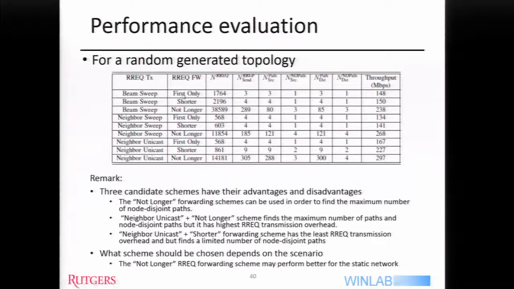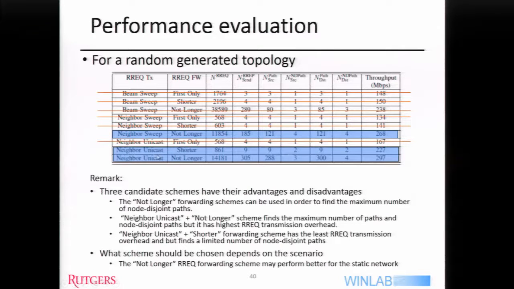Actually the beam sweep introduces a lot of route request messages in the network. As I have mentioned, for example, the first-only forward scheme should not be used because it can only discover one node distron path in the network. So that is not what we want. We also find that the beam sweep, as you mentioned, is also not good. It introduces too much overhead into the route requests. And also the shortest forward algorithm is also not good because it cannot find multiple node distron paths.